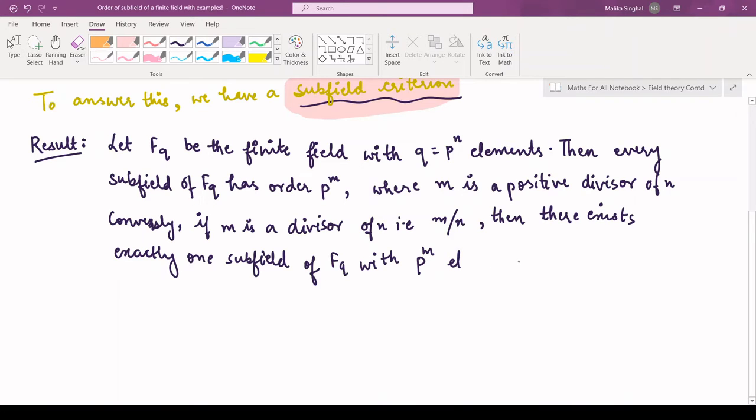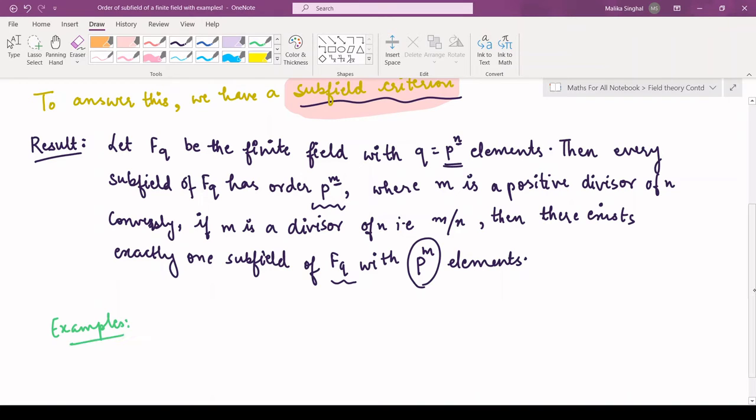So you see this result is very useful. What does it say? It says that if you have the field with p to the power n elements, then the subfield would be that which has p to the power m elements, where m divides n. Moreover, if m divides n, then there exists exactly one subfield of this field having p to the power m elements. So let us see the utility of this result. Let us see some examples.